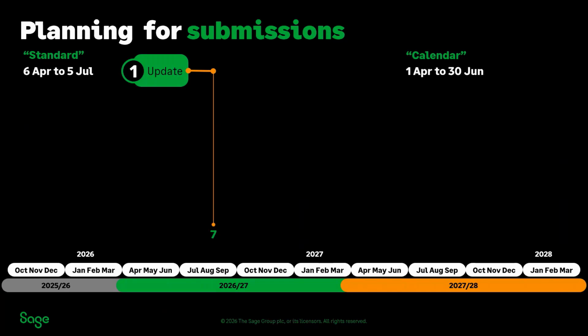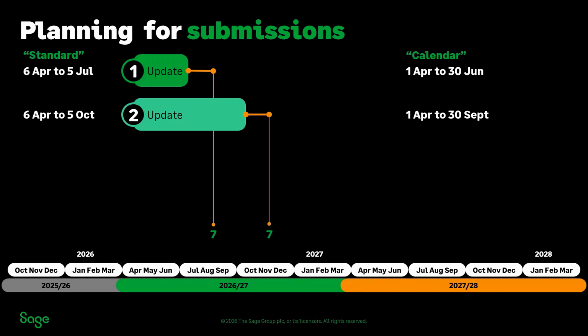Now the submission deadline is the 7th of the following month, so 1 month and 2 days after the end of the standard update period. The calendar quarters will also follow the same rules, so 1 month and 2 days after the end of the period. Now, as I mentioned, as you go through, the periods are cumulative.